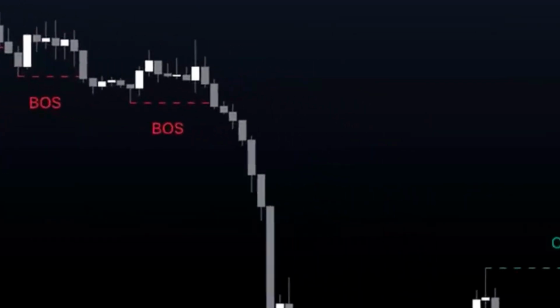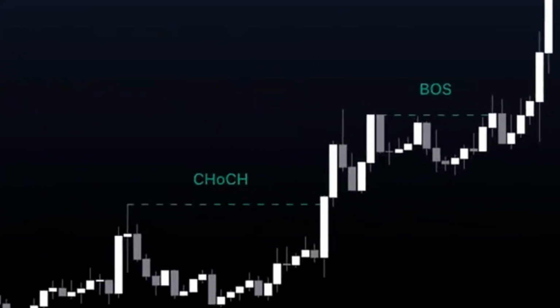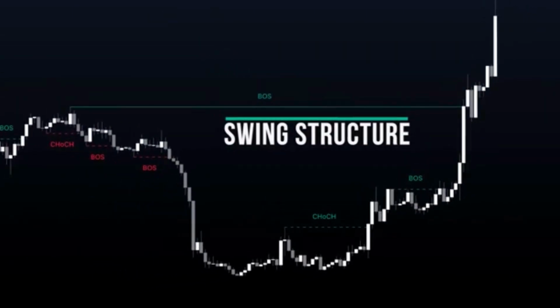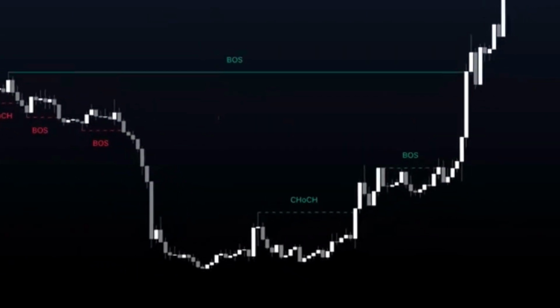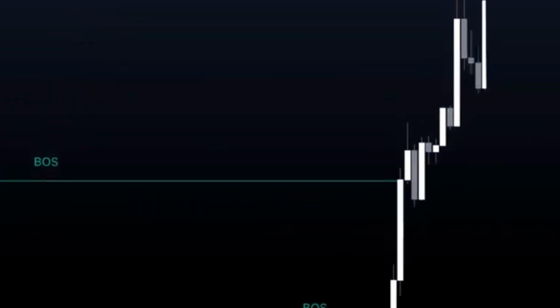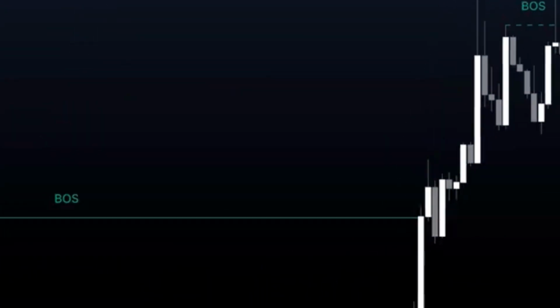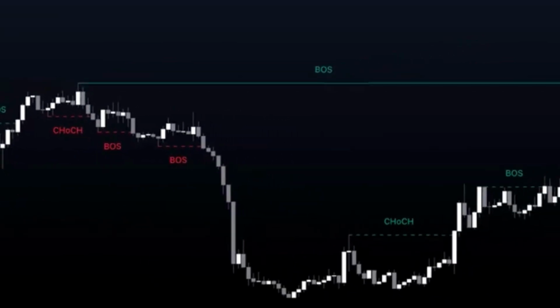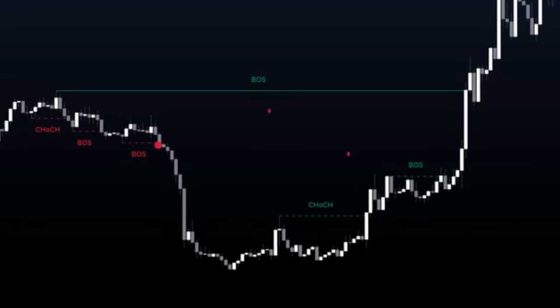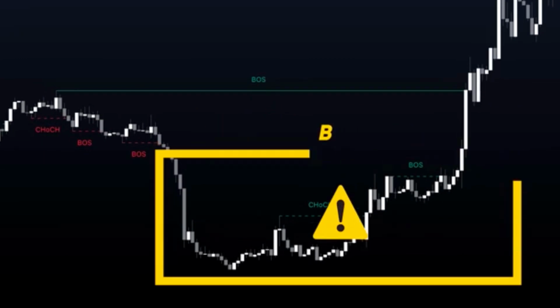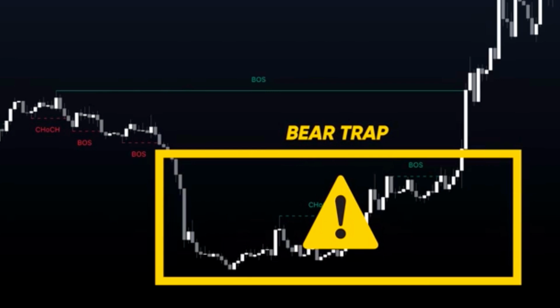However, these internal structures often exist within larger ones. If you zoom out, you'll see larger solid lines representing swing structures. These swing structures work the same as internal ones, but can be used to determine how significant a directional change may be. For example, you can have an internal bearish change of character created, but if it's within a larger bullish swing structure, it could be a sign that the trend change might not be as significant, and you may want to be cautious if holding trades for a long time in that direction.